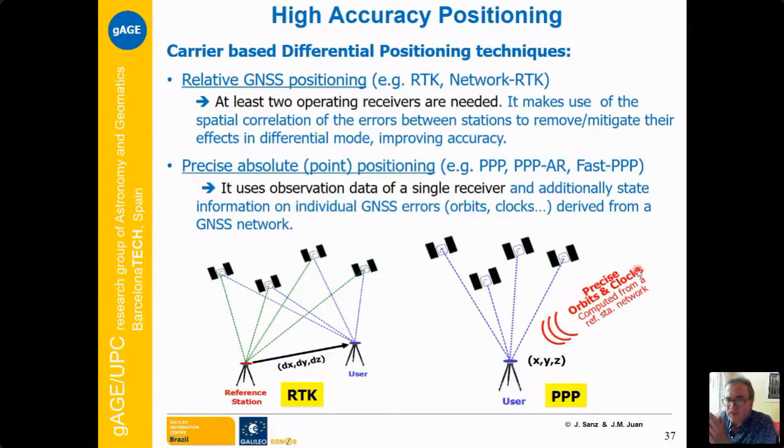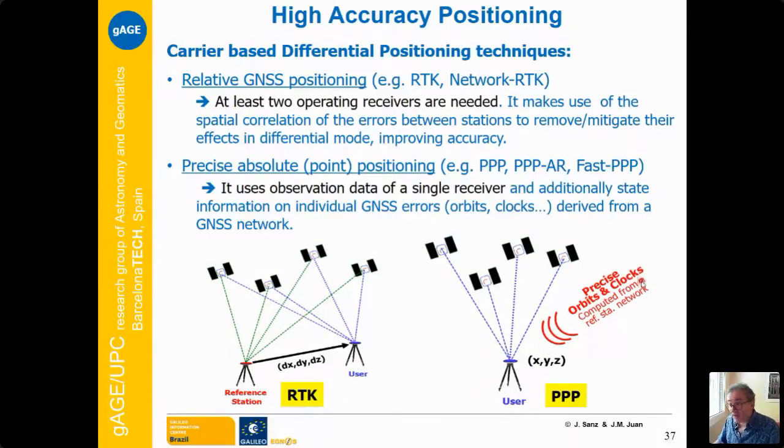Remember, at the beginning of this presentation, I showed the accuracy of orbits and clocks using broadcast orbits or using precise products. In the case of precise products, these orbits and clocks are accurate at the centimeter level, a few centimeters. In PPP, we will not use the broadcast message, because the accuracy is meters; the error in orbits and clocks is a few meters. We will use precise products, precise orbits and clocks, accurate at the centimeter level.